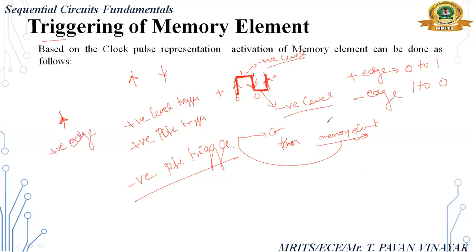Next, whenever the memory element receives a negative edge, then it transfers the data. We call it negative edge triggering.